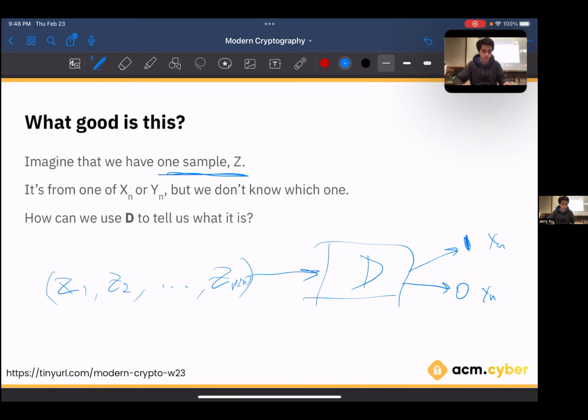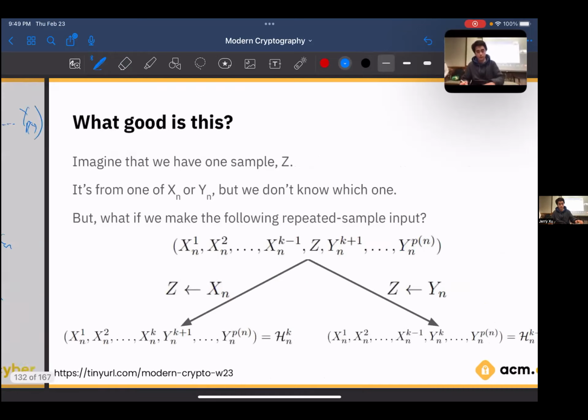Okay, for the sake of time, I'm just going to go ahead and go through this. So we're going to essentially make a hybrid, right? So we're going to fill in the first k minus one inputs with x's. And then we're going to put our unknown sample z in there. And then we're going to fill the rest of the inputs with y's. All right. Ready? Here we go.